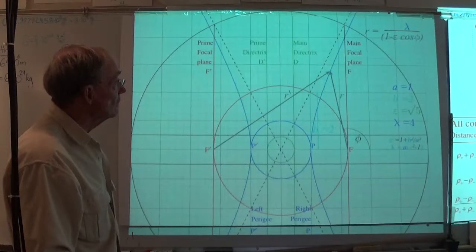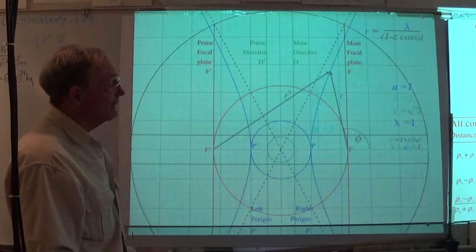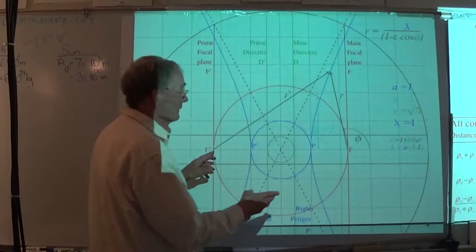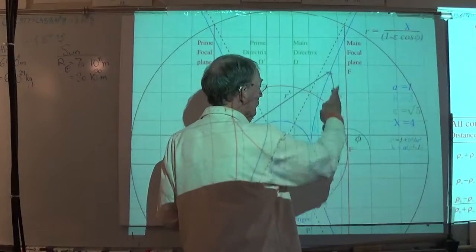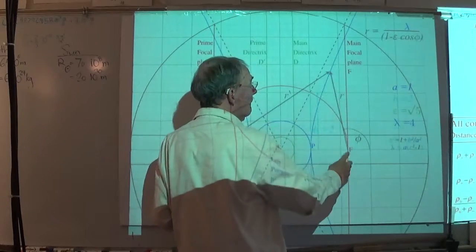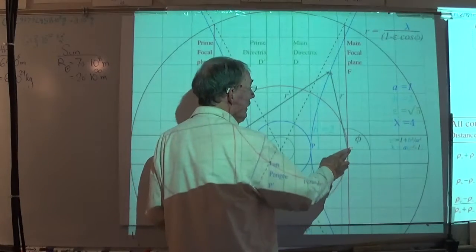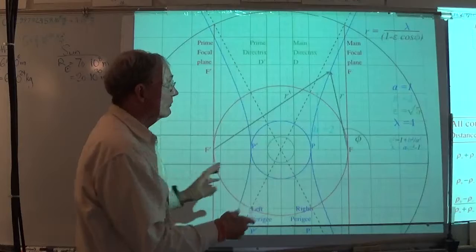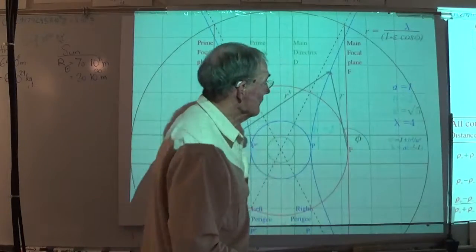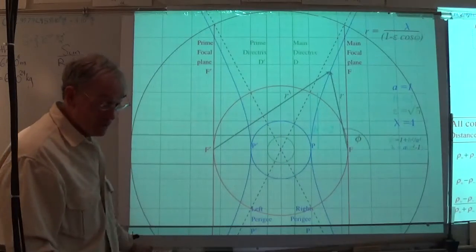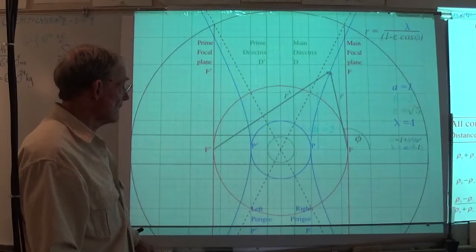Okay, so those are... Of course, then there's the interesting thing that the difference between these two radii, from this focus and this focus, is a constant, 2a, 2 times this major radius. Okay.